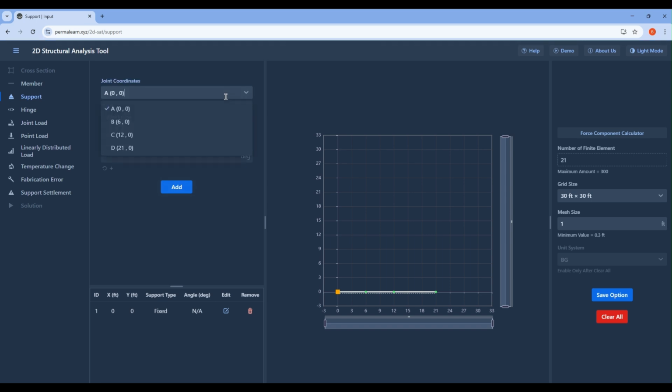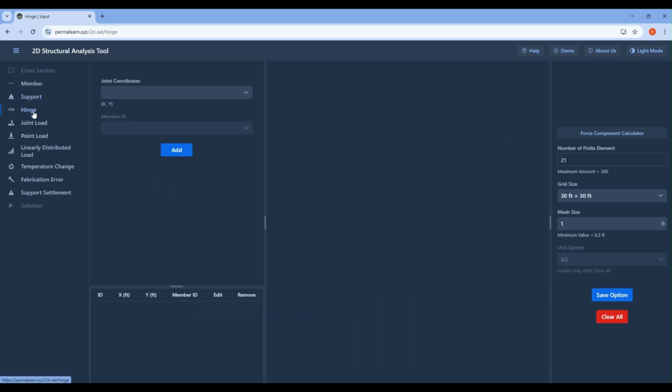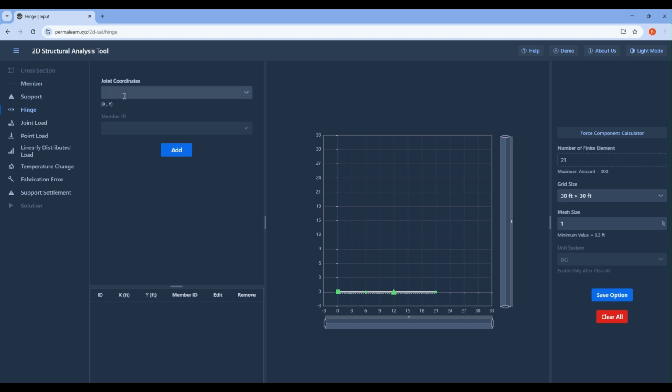and then add. And for point C here to be a roller, I just click point C and then click it as a roller. And the hinge function is a function where you can add a hinge to the point you want. For example, I want this point B here to be a hinge, so I just click point B and add hinge.